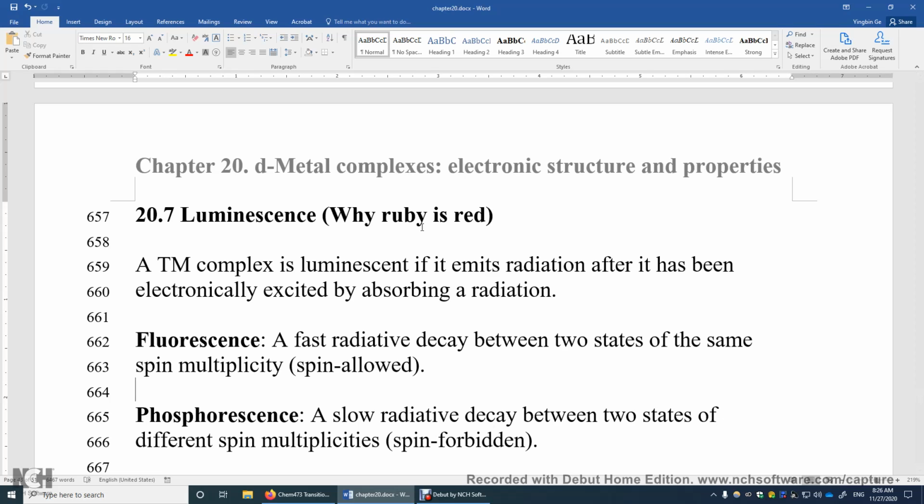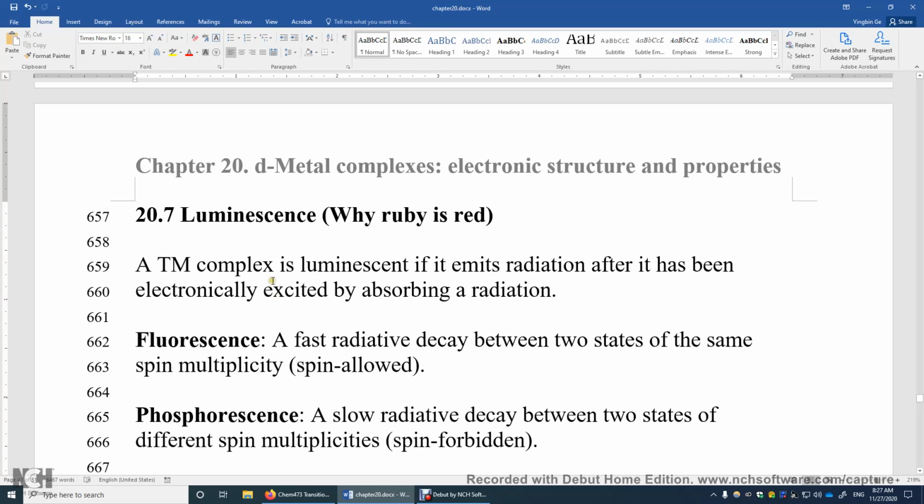This chromium 3+ is surrounded by 6 oxide ligands, and this structure may absorb green and violet lights and emit red light. That is why ruby is red.